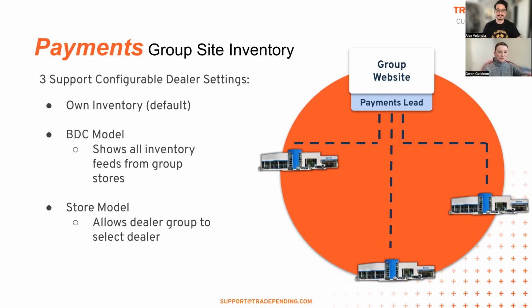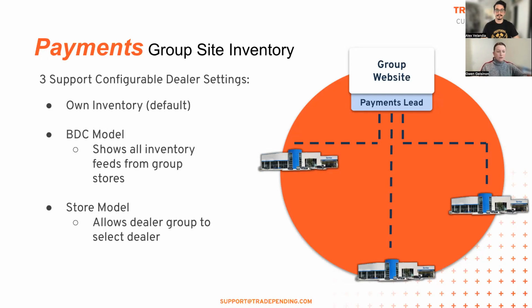But we have these two other models that we've developed. The first, we nicknamed the BDC model. It'll show vehicle matches from all the inventory feeds from a group's stores. This will load vehicle matches from all the feeds under that group. So this means if the lead was generated from a dealer, the user in the Payment Explorer certificate will get results from that particular dealership, and basically all the dealers in the list above. So yeah, that's one option.